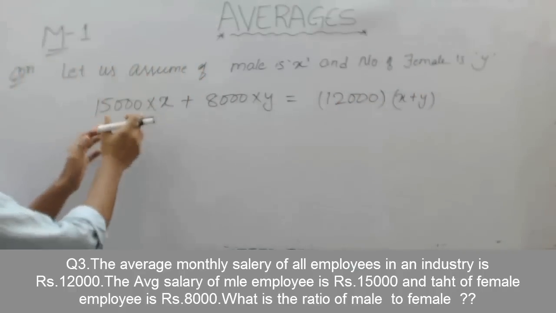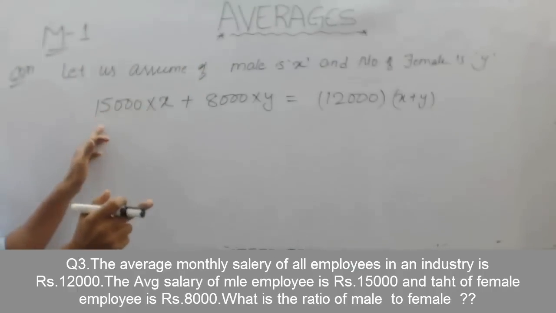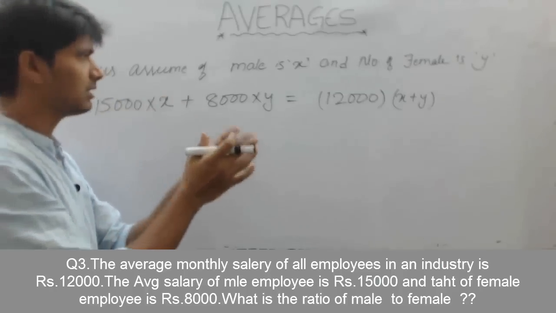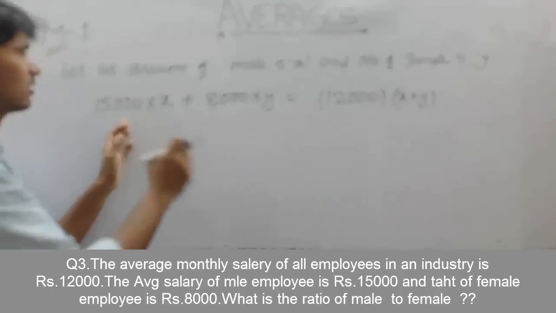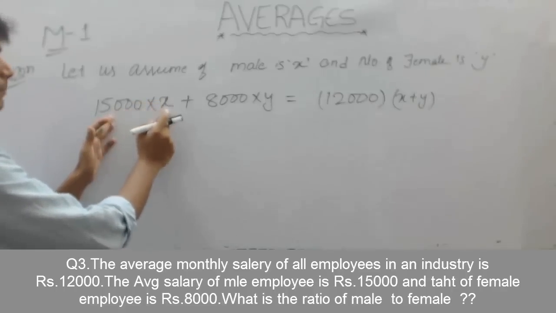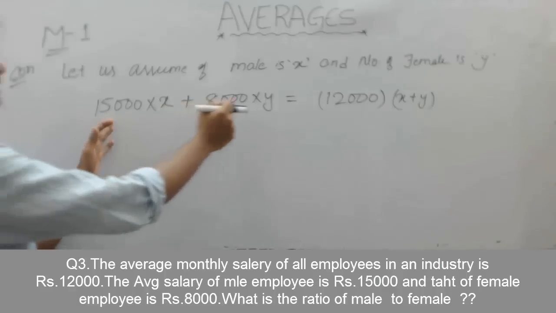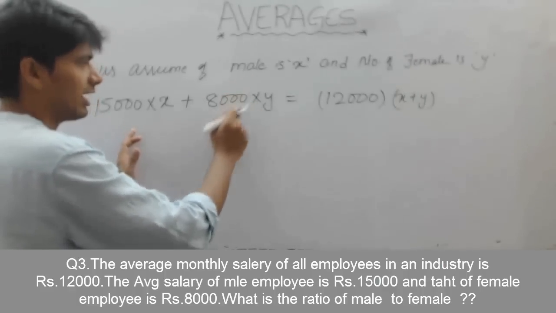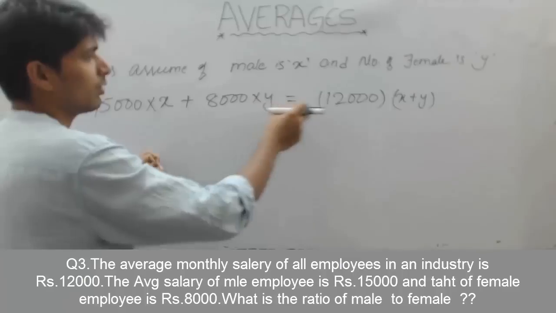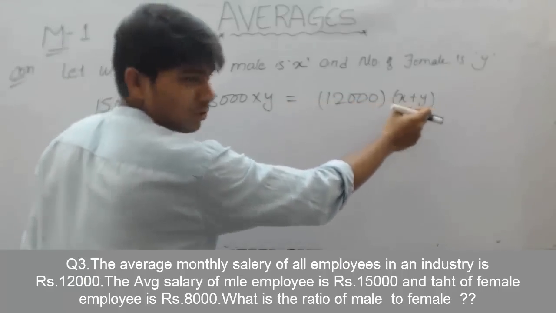Now the total sum is equal to, so I have said clearly that average means the salary of each male person. So if a male person has got 15,000 rupees, so X male persons have got 15,000 into X. Similarly, if a female person has got 8,000 rupees as average, so Y females have got 8,000 into Y. So now 12,000 into X plus Y.